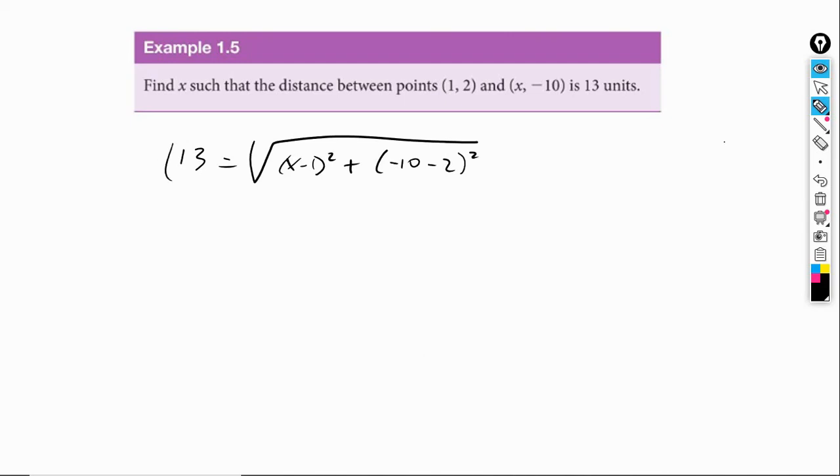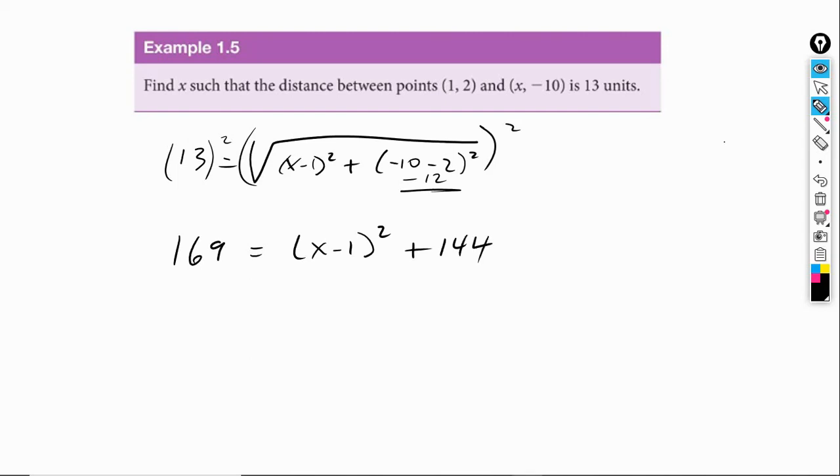And from this, square both sides first. We're going to get this, square both sides. And we know that this is 144 because this will be negative 12. So we're going to get 169 is equal to x minus 1 squared plus 144. And we can simplify this and say x minus 1 squared is equal to 169 minus 144, which is 25.